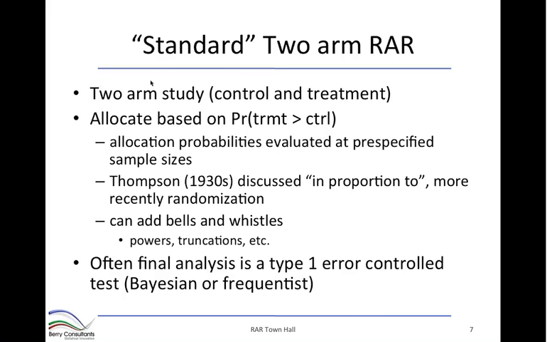This is an old idea, goes back to Thompson. He actually used the phrase "in proportion to." Nowadays we randomize. And certainly you can add bells and whistles, all the powers and truncations. Usually we talk about this in the context of a type 1 error controlled test. But again, I emphasize there are alternatives there.